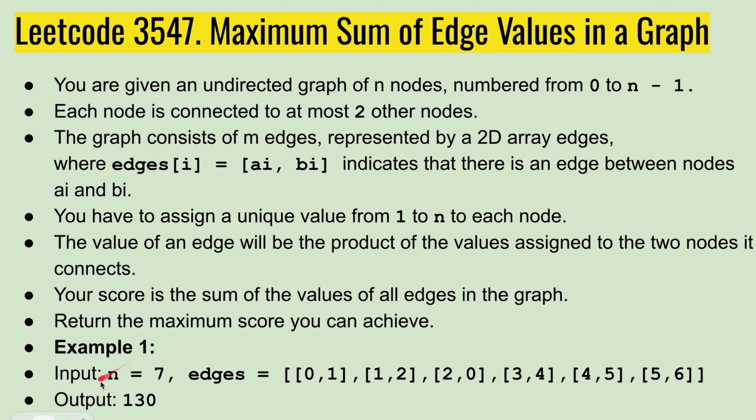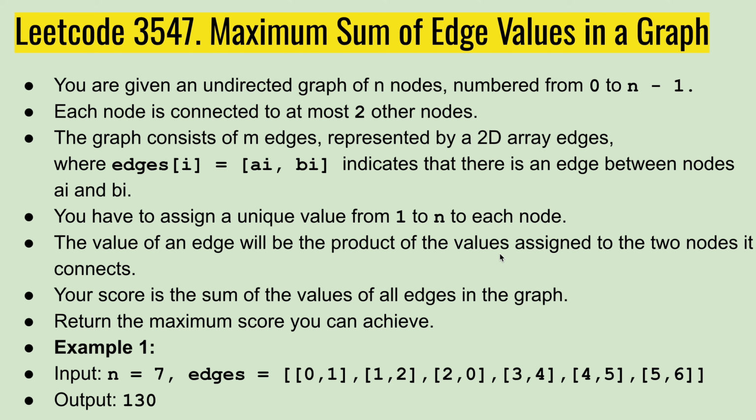So for example, we are given n is 7 and these edges, and 130 is the maximum score we can get, meaning the sum of the values of all the edges in the graph. So we have to create a graph, you have to understand. These things we will do, but first of all, we have to understand the problem, right? So better you pause this video and go through the statement.